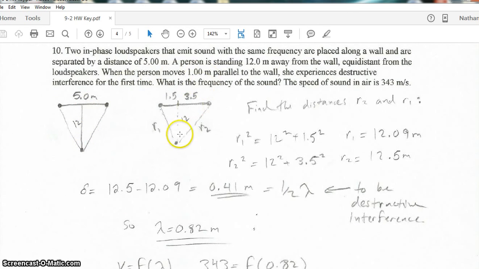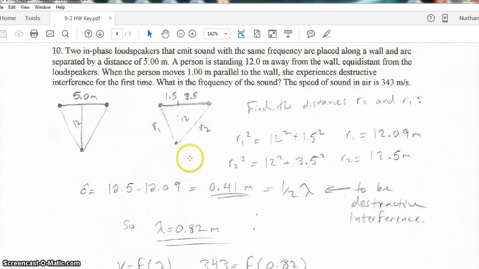So then the person moves 1 meter along parallel to the wall, right? So starting at this point, they've moved 1 meter this way, or 1 meter this way. It really doesn't matter too much. But they're still 12 meters away from the wall. Right, so they've moved away, and she experiences destructive interference for the first time. So now she's over here, and she hears destructive interference.